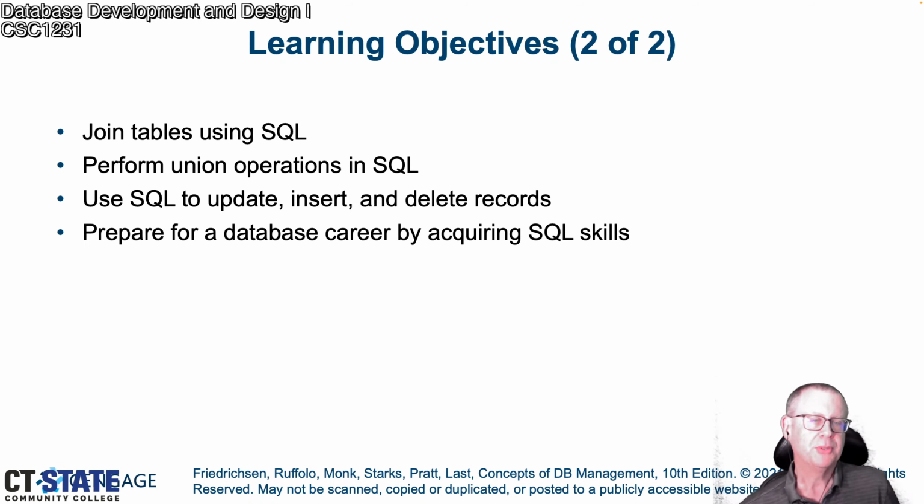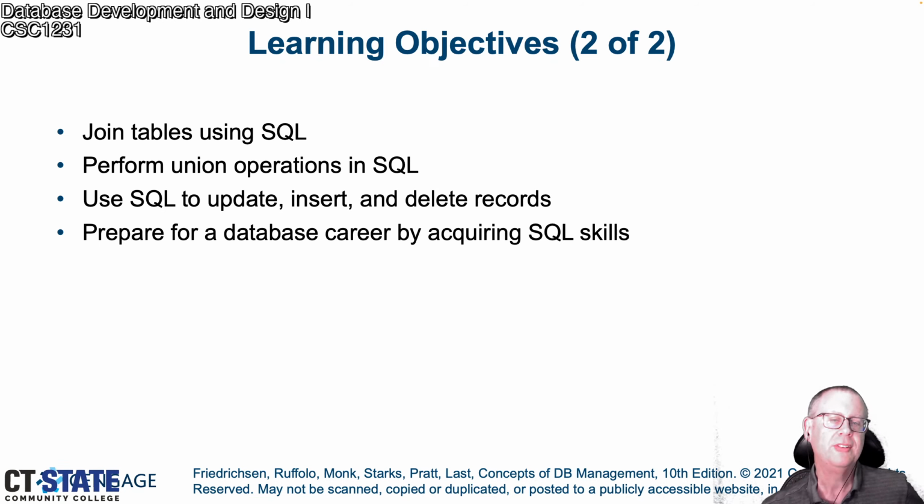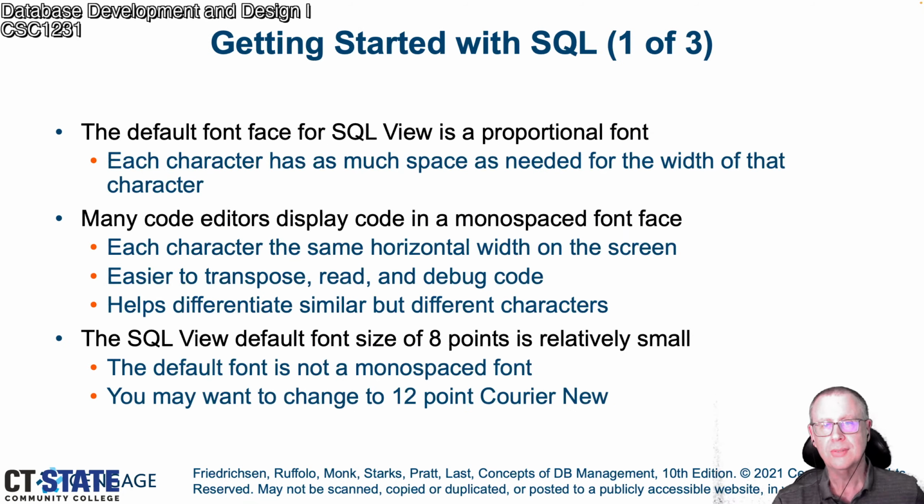Also, we want to be able to use those relationships that we talked about, the one-to-many relationships between tables, to join tables. We want to be able to take two queries and put them together and get the union of their outputs. And we want to be able to change the data: update a row, insert a row, or delete a row. And we can talk about database careers with SQL skills.